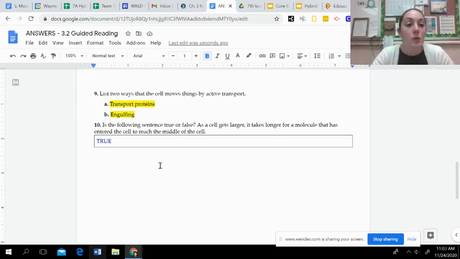Okay? So please make sure you double check your guided reading. If you need to fix any of your answers, do that, and then you can always resubmit it, or just make sure you make answer corrections. But then you're good to go.